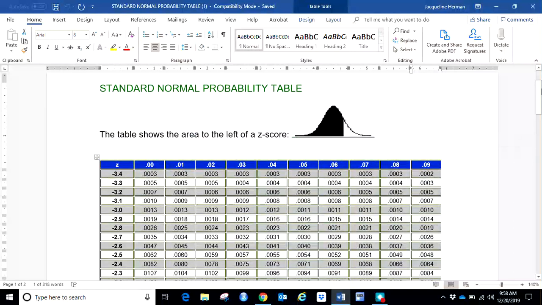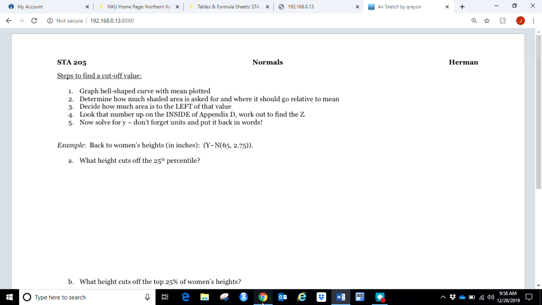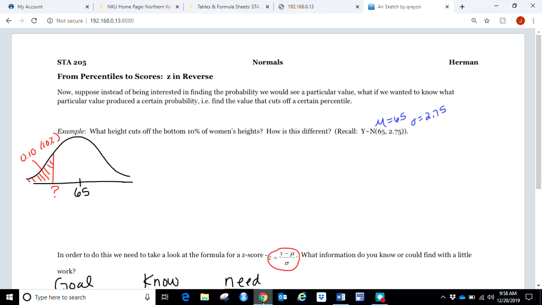Recall, I'm going to be using this table again. This table always looks to the left. I can't change that about this table. So I know I'm going to be looking to the left. So let's do that for our problem. If I look at my question mark, how much is to the left of that question mark? Well, that's our 0.10.